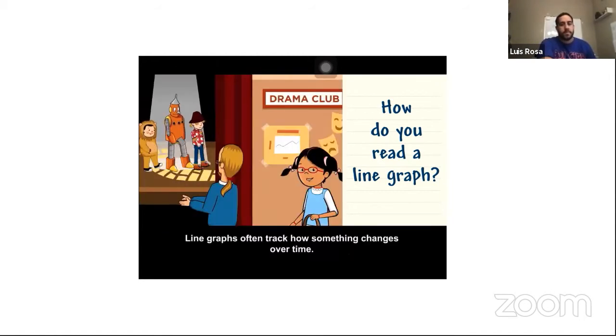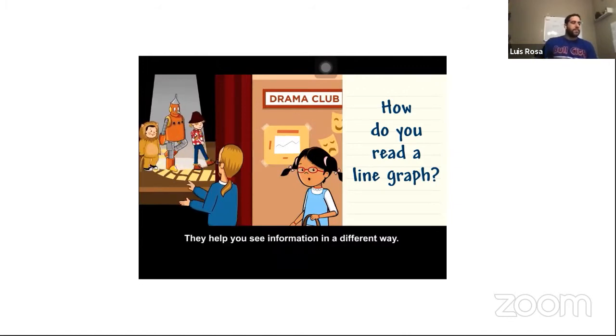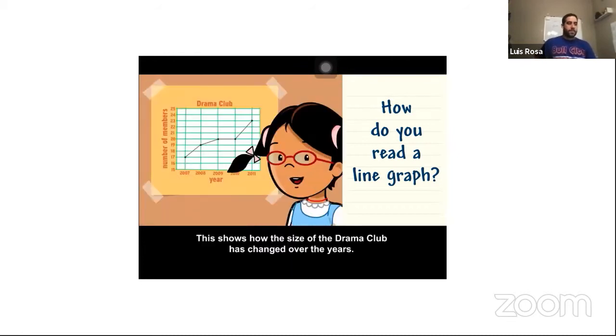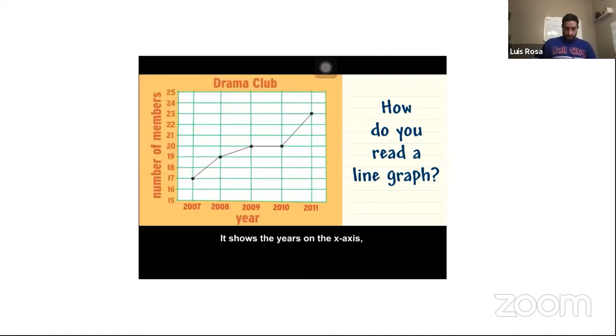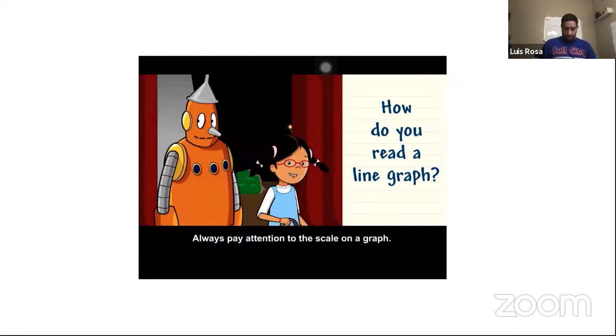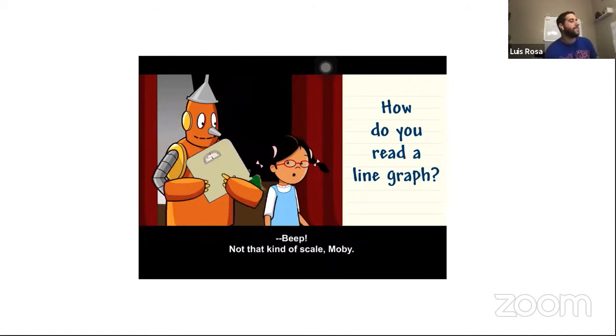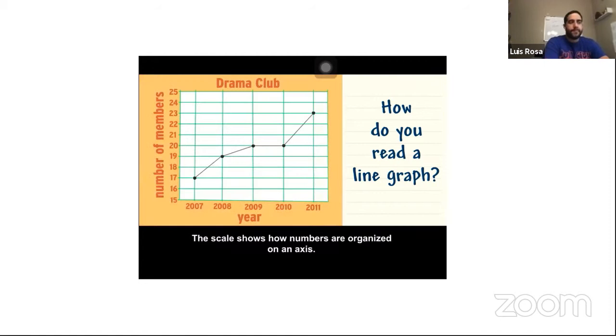Line graphs often track how something changes over time. They can help you see information in a different way. This shows how the size of the drama club has changed over the years. It shows the years on the x-axis and the number of members on the y-axis. Always pay attention to the scale on a graph. Not that kind of scale, Moby. The scale shows how numbers are organized on an axis. On this graph, the number starts at 15 and ends at 25.